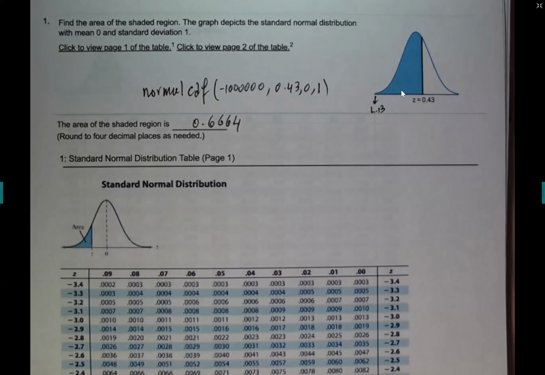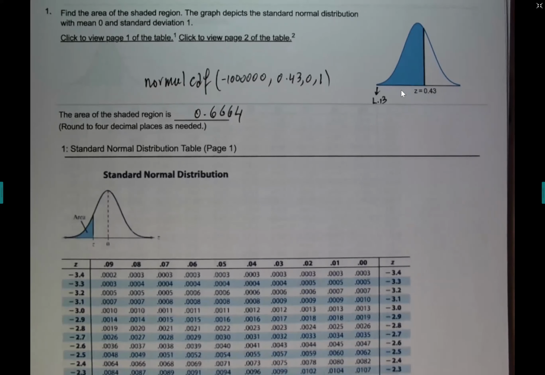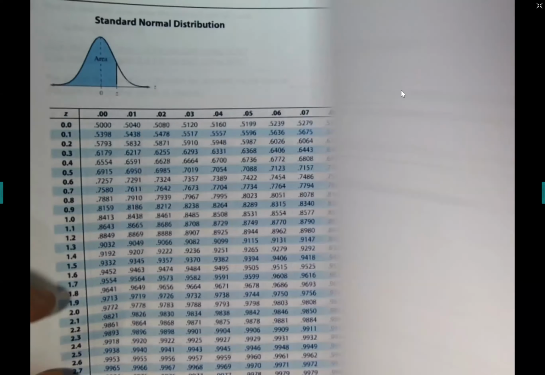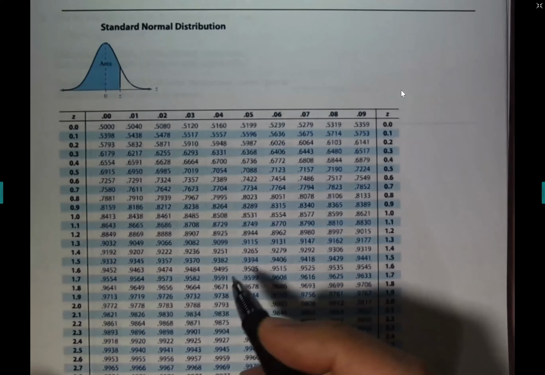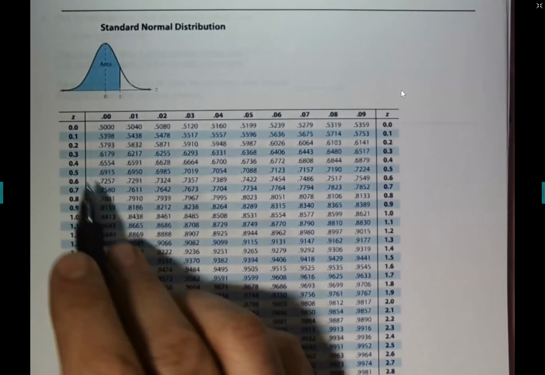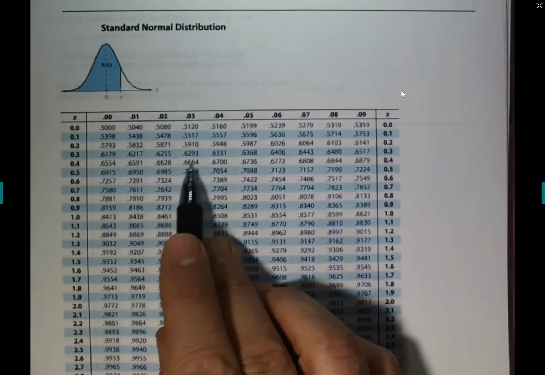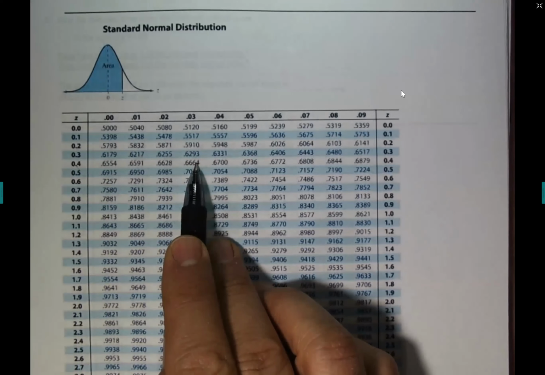You will see 2 tables will pop up if you want to use the table. I could have used the table if I wanted. To the left of 0.43, it's a positive table right here, guys. 0.4 right here, and then the 3. And look, it's the exact same answer, 0.6664. Okay.